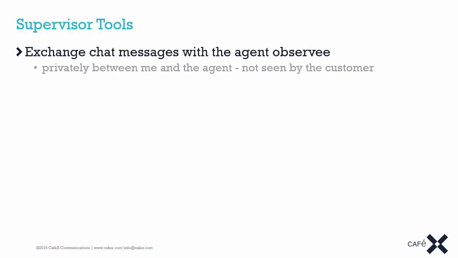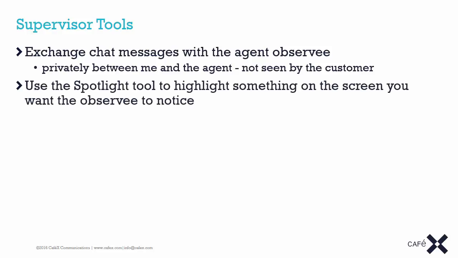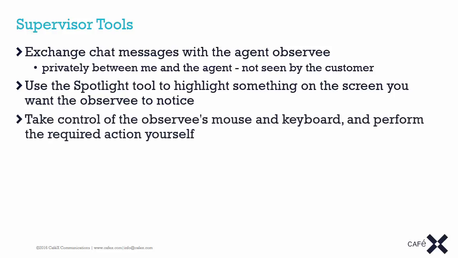Supervisor Assist has some great tools that help me coach and train the agent during an observation session. For example, I can exchange chat messages with the observee privately between me and the agent, not seen by the customer. I can use the Spotlight tool here to highlight something on the screen that I want the observee to notice. And if I need to, I can even take control of the observee's mouse and keyboard and perform the required action myself, training him, the agent, as I go.